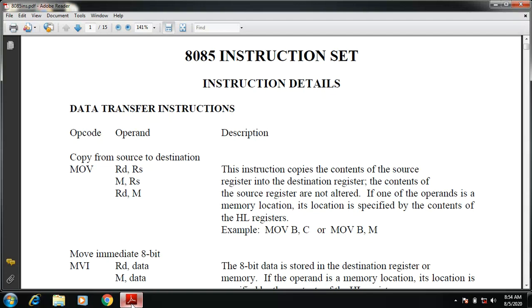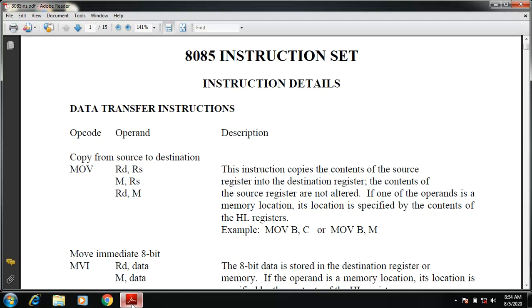Okay. First in data transfer instructions, MOV for move, RD for destination register, RS for source register. This instruction copies the content of the source register into the destination register, that is RS to RD. It is register to register. Here the data will be transferred register to register.